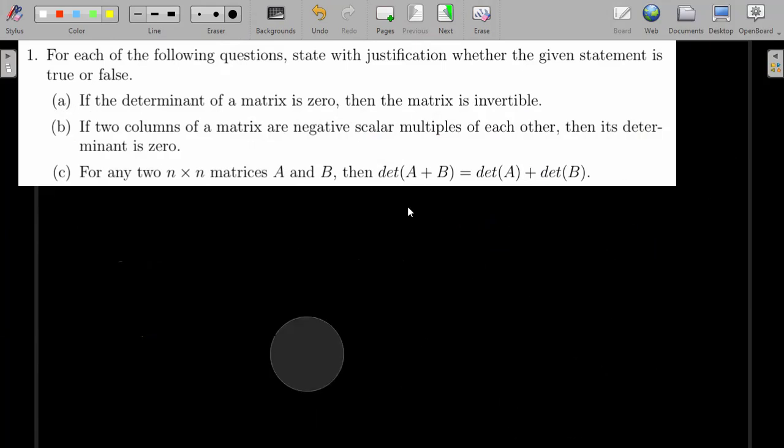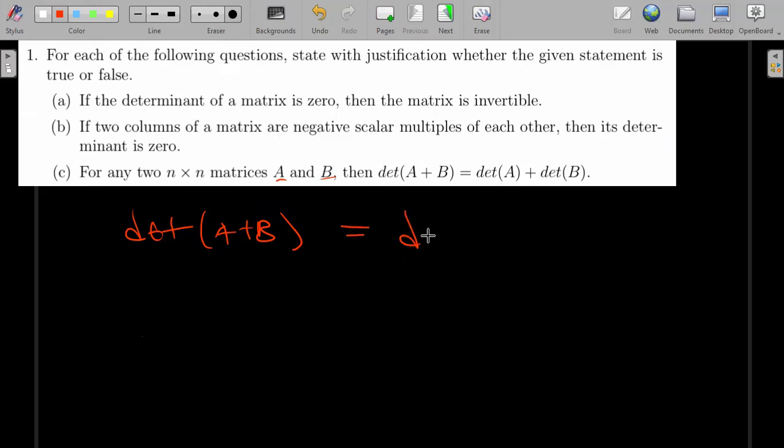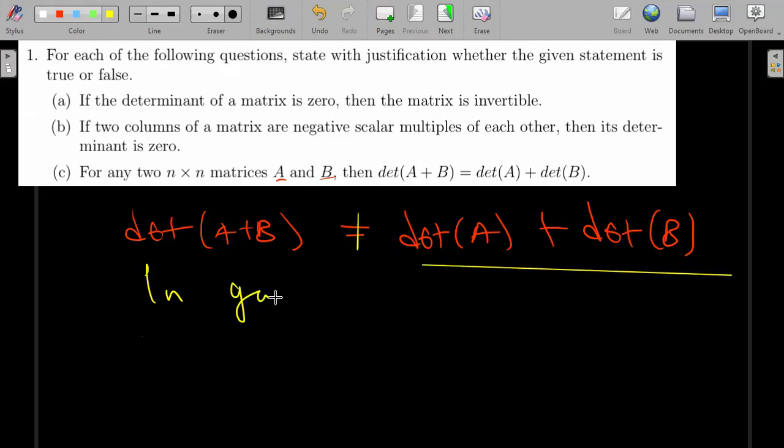So C is very simple because it's one of the properties of determinants that was given in the notes. They're saying for any two n by n matrices A and B, the determinant of A plus B is equal to the determinant of A plus the determinant of B. Is this statement true? In general, this statement is not true. So we can say this statement does not equal the right-hand side in general.